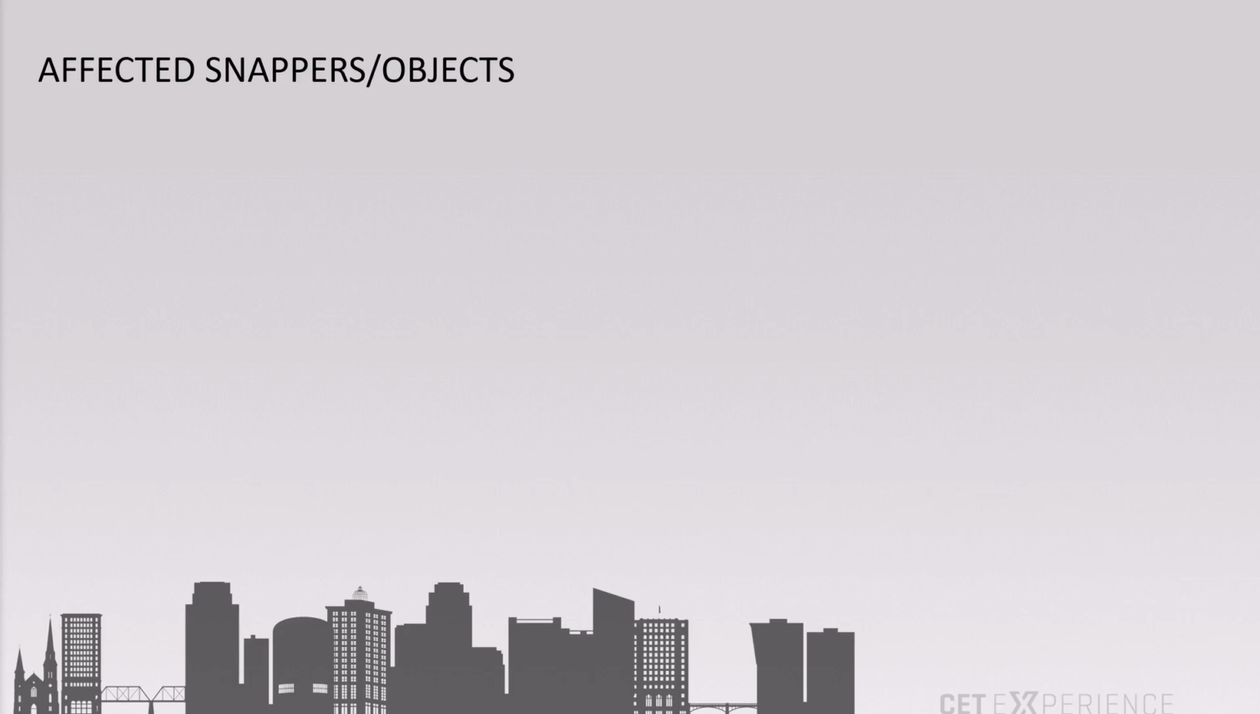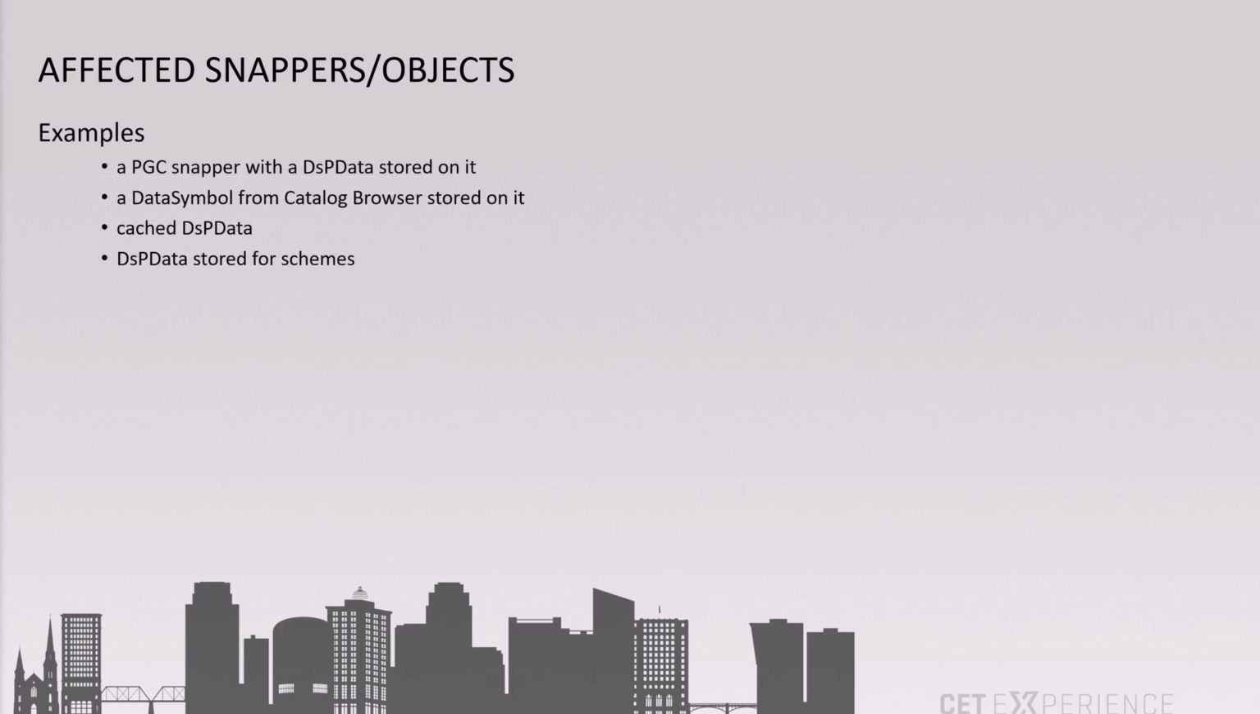Now to go over what snappers and objects are affected. If no load code is written to protect your DSP data objects, you need to know what's actually at risk. Basically, all loaded DSP data objects associated with your catalogs could be affected. Some examples include a PGC snapper that has a DSP data stored on it, or a data symbol that you added from catalog browser pointing to a catalog you're working with. Any cached DSP data may be stored on world or as a global.